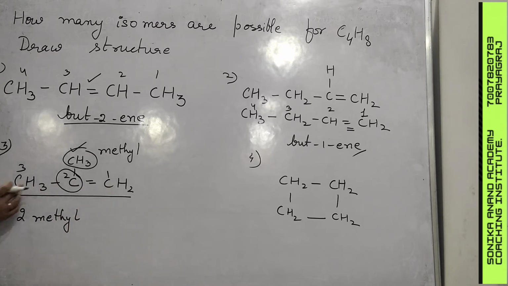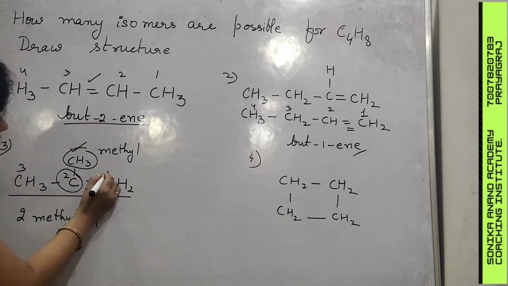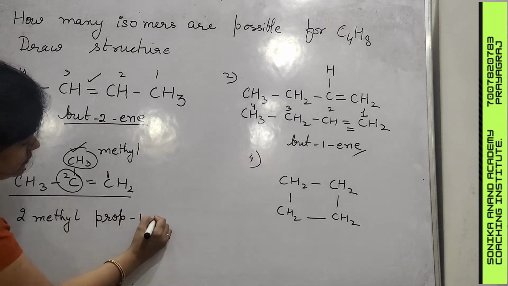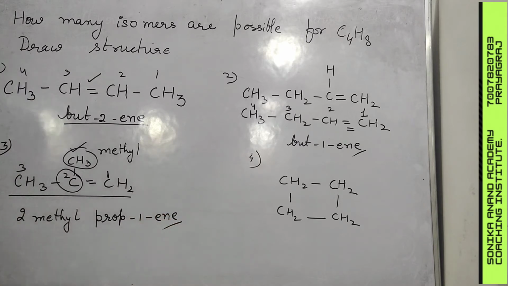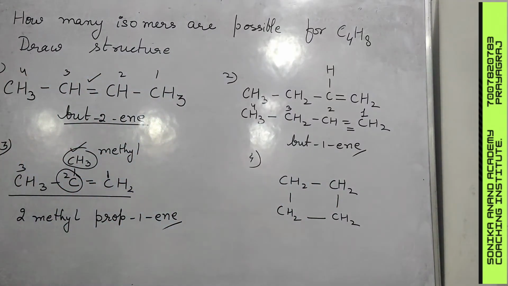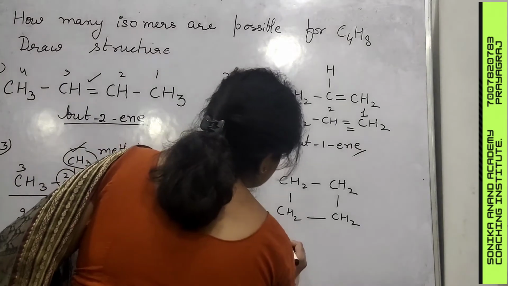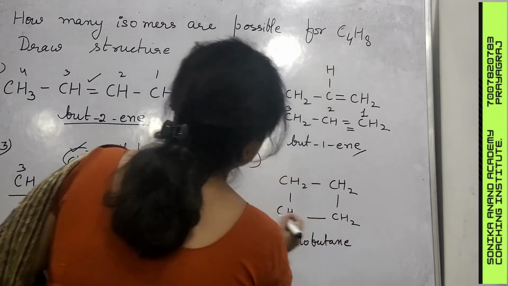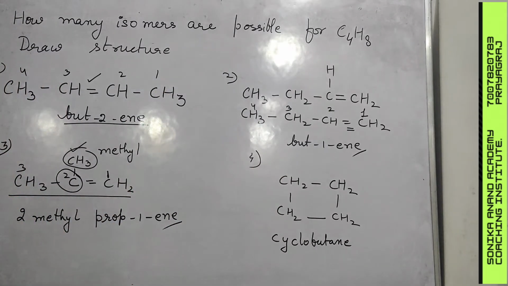and for the longest chain we have 1, 2, 3, and for the 3 we have prop, and it is at the first position. So prop-1-ene. Okay, so this is the IUPAC name of this, and here these are attached in the form of a ring, so it becomes cyclobutane. Okay, so these are the 4 isomers of C4H8, and this question is very important regarding the board examination.